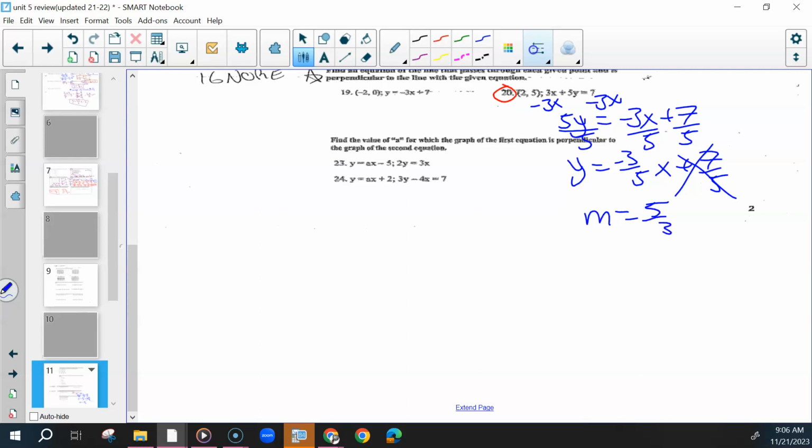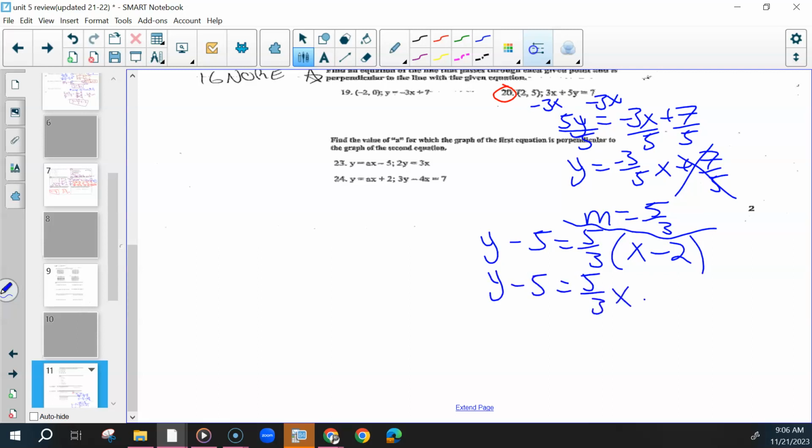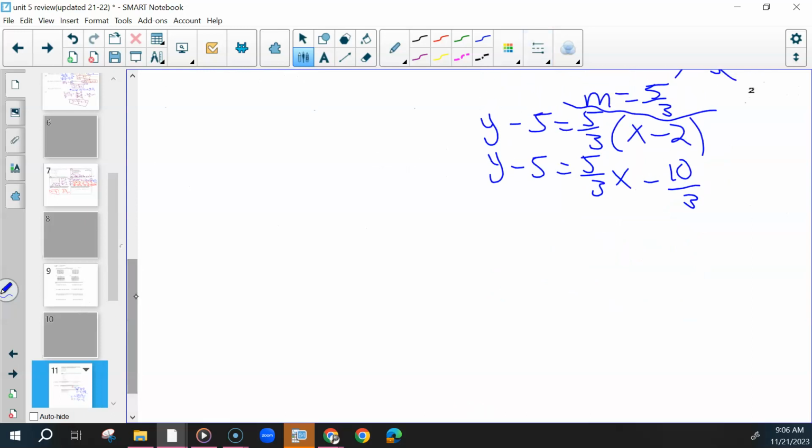Okay, then we're going to use that new slope in our point slope. So y minus 5 equals 5/3 times x minus 2. And then we're going to solve that. We have y minus 5 equals 5/3 x minus, this would be negative 10 over 3. And then in your calculator, add 5 to negative 10 over 3 and tell me what you get.